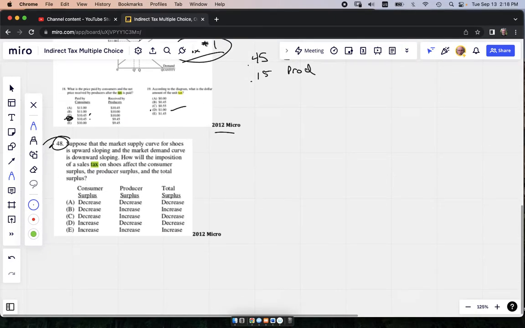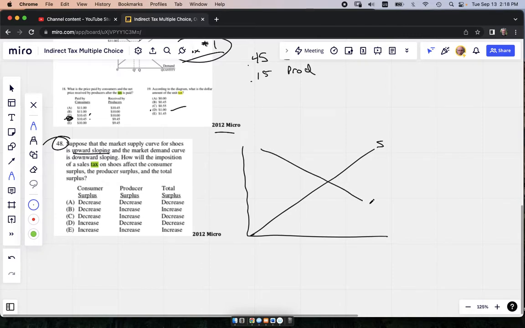All right, 48. Suppose that the market supply curve for shoes is upward sloping. Don't let that confuse you. I know the College Board loves to throw this kind of upward sloping thing up. That's your supply curve. It's always upward sloping, unless it's perfectly elastic or inelastic, which we don't have to worry about. The market demand curve is downward sloping. Well, most of the time it is, absolutely. How will the imposition of a sales tax on shoes affect the consumer surplus, producer surplus, and the total surplus?